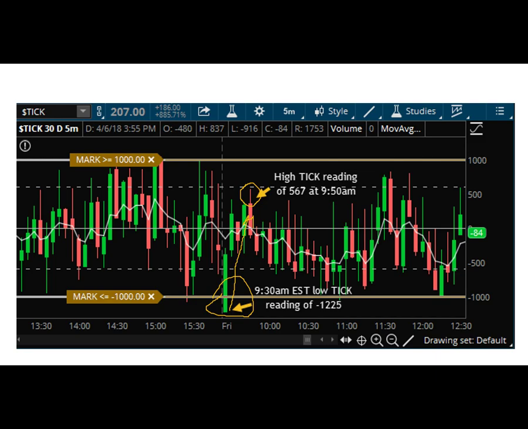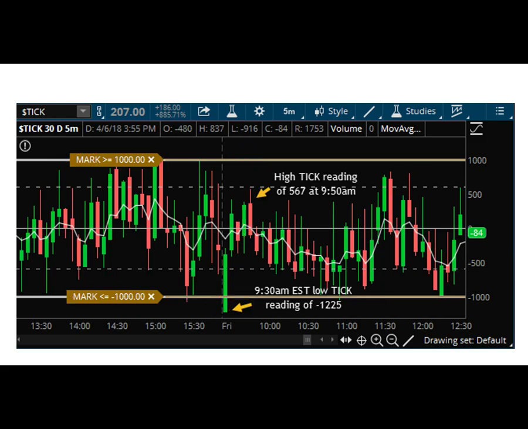These are my renewable alerts here and here. These are my levels right here and right here that are set at the 1000s, and then I have the 600 levels here and here. Also, because anything that sustains under 600 or above 600 would be sustained buying pressure. So that's why I have those levels on there also.